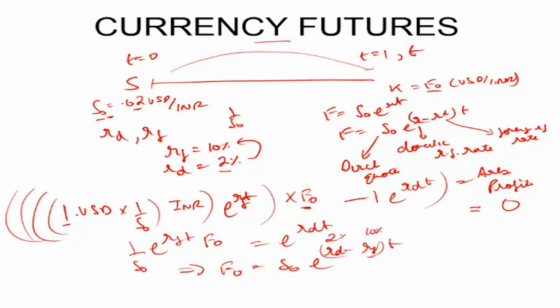So the forward rate must be such that there is no arbitrage profit. Otherwise, everybody will make infinite money like this: borrow $1 million, invest it in India, repatriate it, and make the 8% difference.